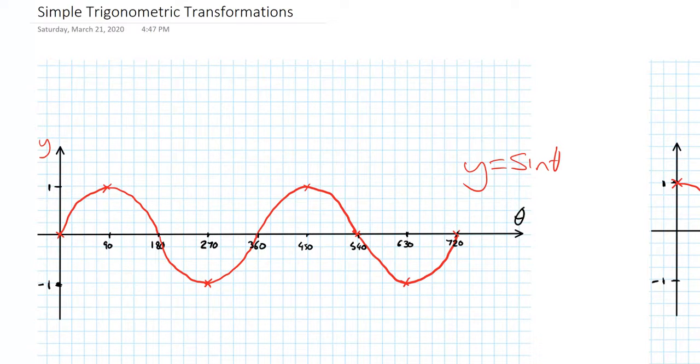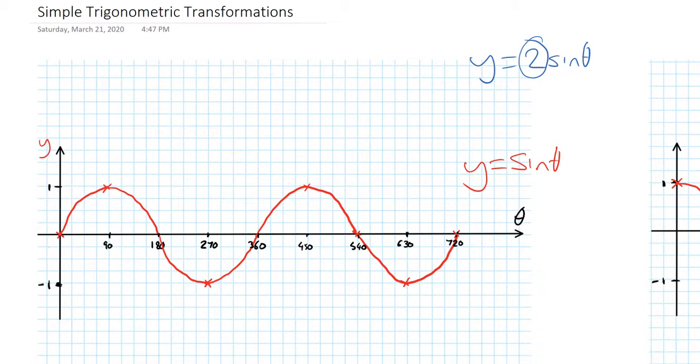So a good question would be, what would the graph of y equals 2 sine theta look like in comparison to this one? If we think about this very logically, all we're going to have to do is get every value we have of sine theta and multiply it by 2, because that's what this graph is saying. We've got a 2 in front of it. So let's see how that affects the graph.